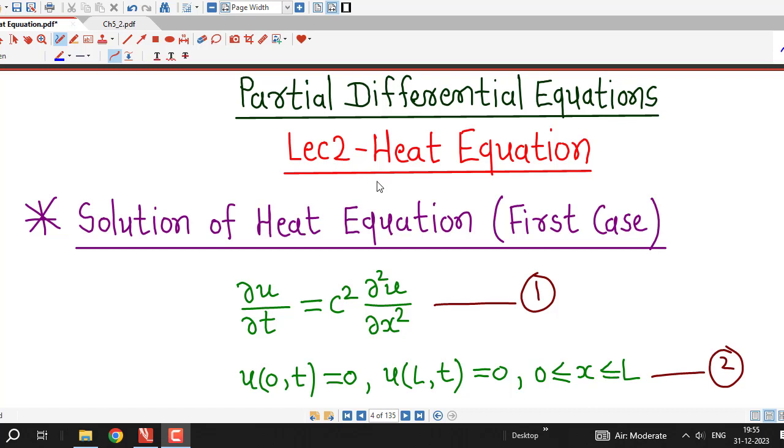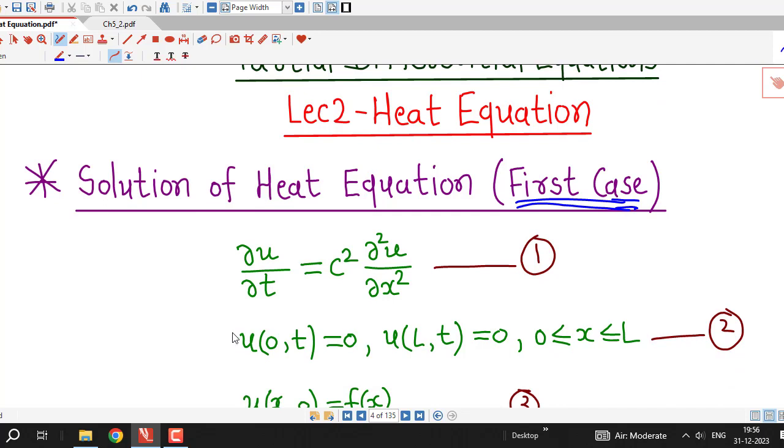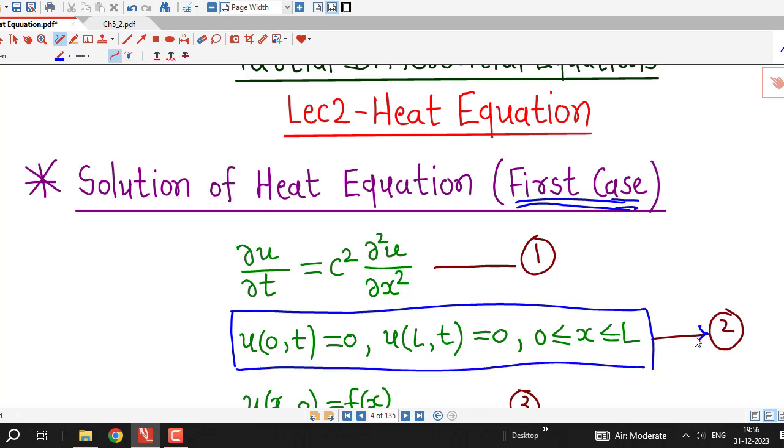In lecture number 1 we have discussed about heat equation, and in this lecture we are going to discuss solution of heat equation, and this is the first case. We have discussed two different cases for heat equation in our course, and those two cases differ with respect to the boundary conditions. So in first case we are going to solve the heat equation with the boundary conditions given by this equation number 2.